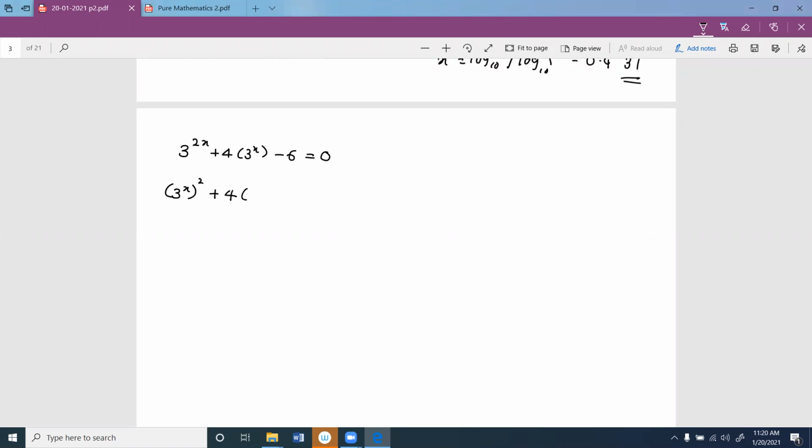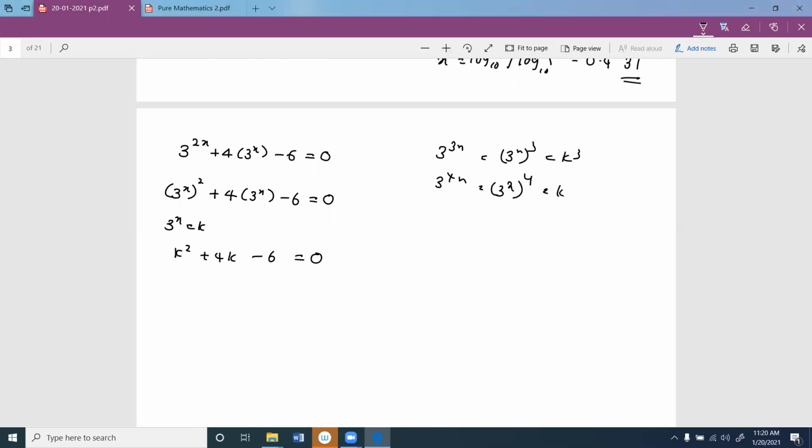Small question, sir. Yes, Pratik. If it is 3 to the power 3x, then it will be 3 to the power x, whole thing to the power 3. Yes, exactly. If you let 3 to the power x be k, this turns into k squared, and for 3 to the power 3x it is k cube. If it is 3 to the power 4x, you can say 3 to the power x to the power 4, that is k to the power 4. Like that, you can do it. That's a way of writing it.